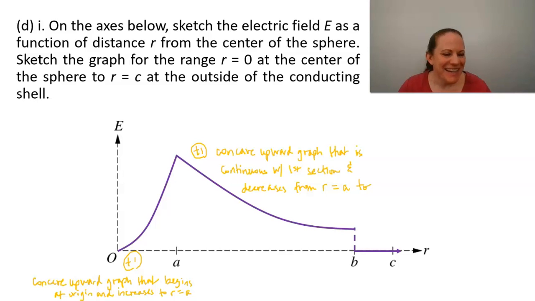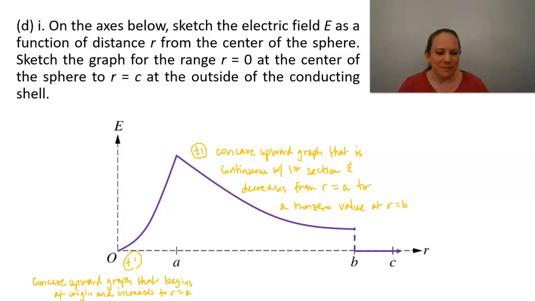It looks like a sigma. To a non-zero value at B. That is important, that our electric field does not drop to 0 until we are outside the shell.